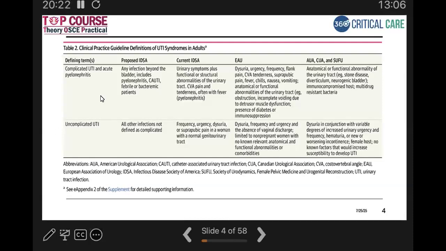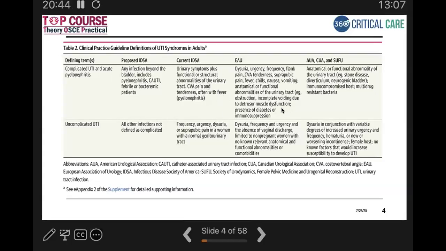Okay, let us briefly discuss the table. When you can see the older guidelines, the IDSA and the European guidelines, they defined complicated UTI as urinary symptoms plus functional or structural abnormalities of the urinary tract, where patient must have pain, tenderness with fever. That is with respect to complicated UTI when it came to IDSA.